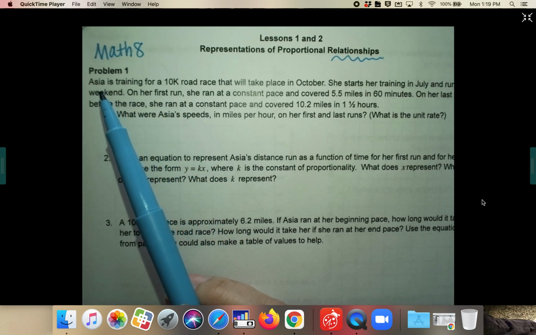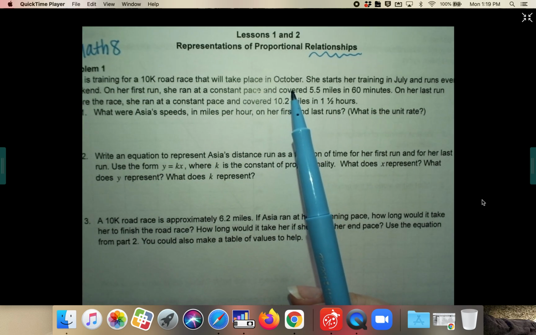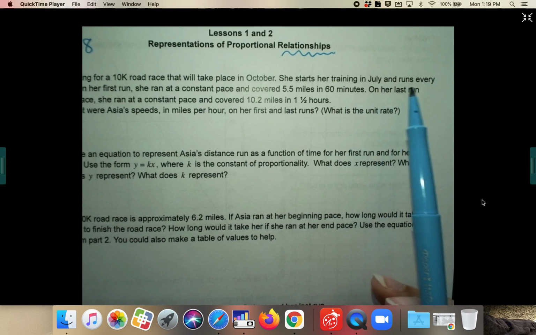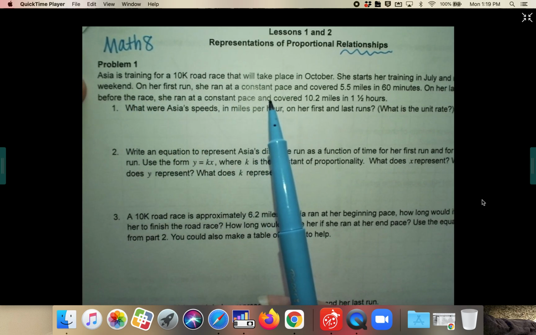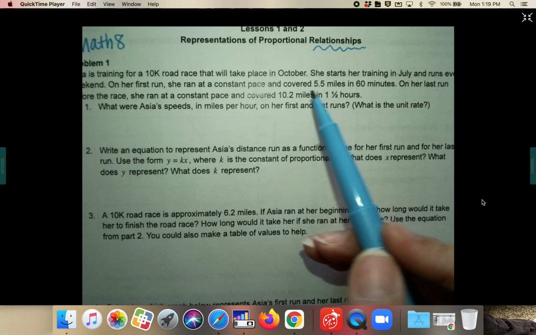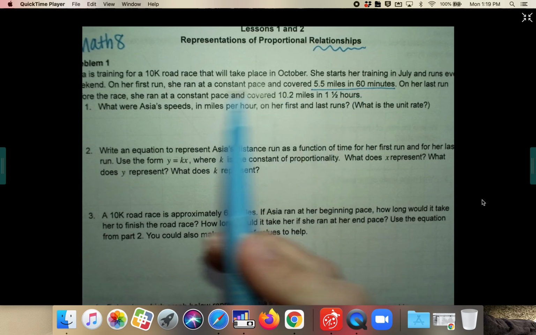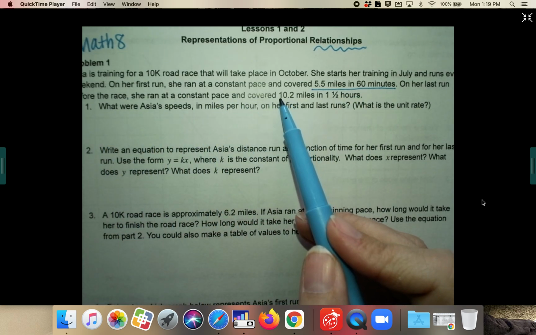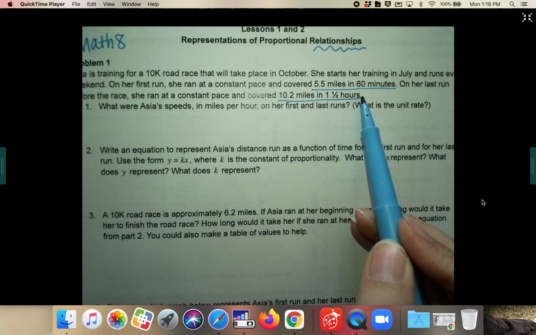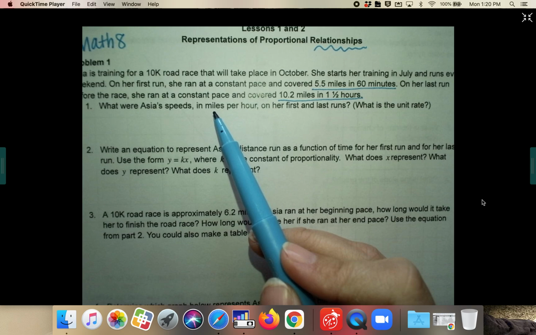It says, Asia is training for a 10K road race that will take place in October. She starts her training in July and runs every weekend. On her first run, she ran at a constant pace and covered 5.5 miles in 60 minutes. On her last run before the race, she also ran at a constant pace, but this time covered 10.2 miles in 1.5 hours. What were her speeds in miles per hour?